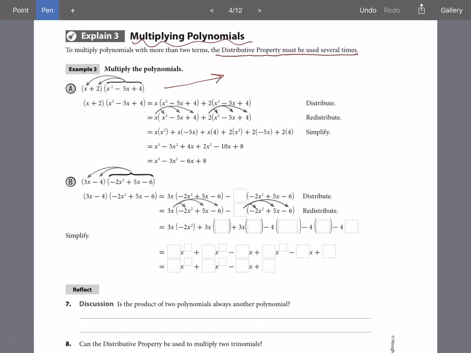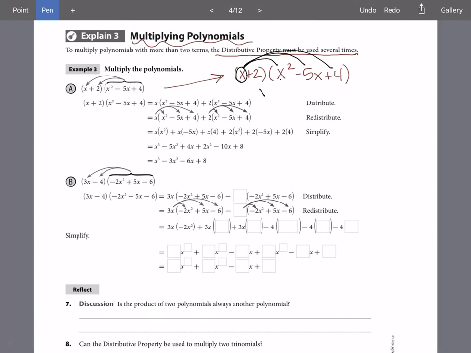I'm going to go ahead and rewrite this. Right now I want you guys just to watch. So we have x plus 2 times x squared minus 5x plus 4. And I'm going to go ahead and use distributive property. So I'm going to take my x and I'm going to multiply it by all three terms. So I have x times x squared gives me x cubed.